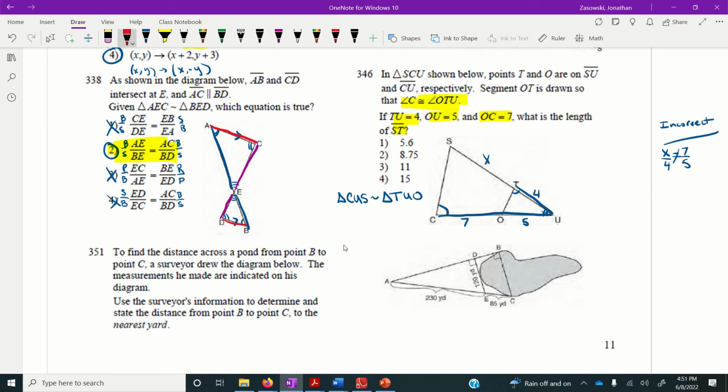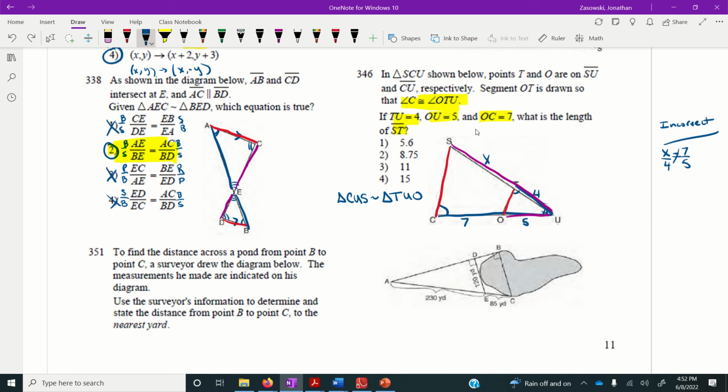And then OT still corresponds to CS, all right? But SU corresponds to OU. So this triangle here is actually upside down. It's not the correct way because these two lines aren't parallel. In order for me to do top to bottom, it has to be a side splitter theorem, and these two sides have to be parallel, but they're not. It doesn't tell me they're parallel.